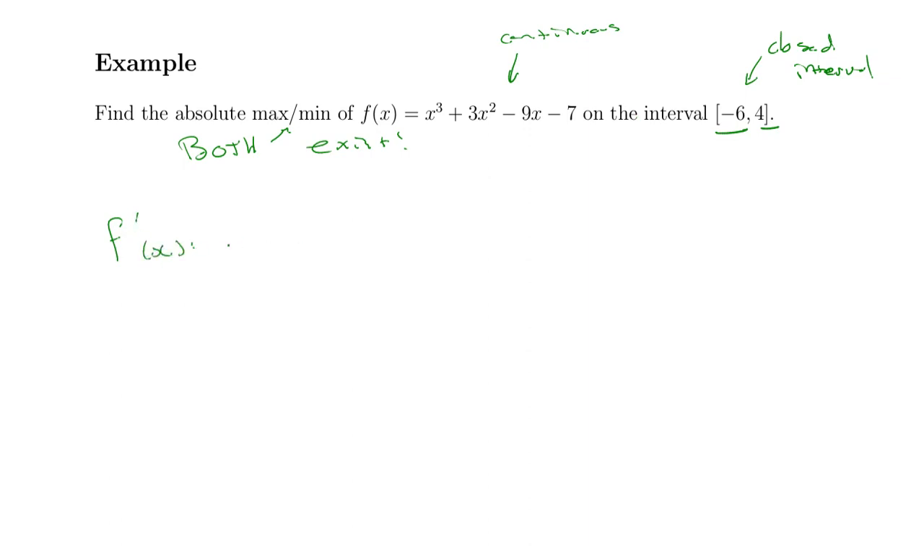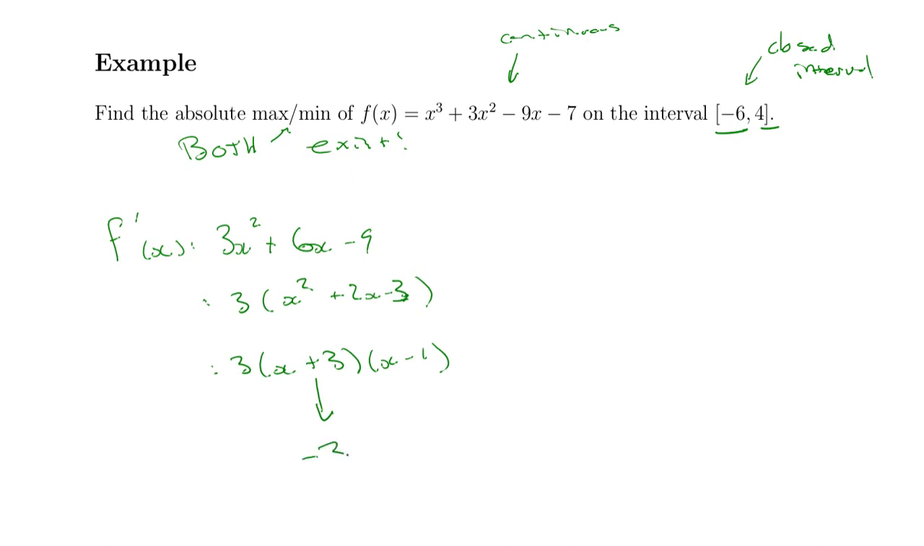We'll do this in our normal way. Find the derivative. 3x squared plus 6x minus 9. I feel like we've done this one before. Factor out 3. Now I've got to find numbers that multiply to get negative 3 and add to get positive 2. That's going to be 3 and negative 1. So that's my derivative. That means my partition numbers are negative 3 and 1. And we can go back and say, since our function is continuous everywhere, that means these are in the domain. So both are critical.